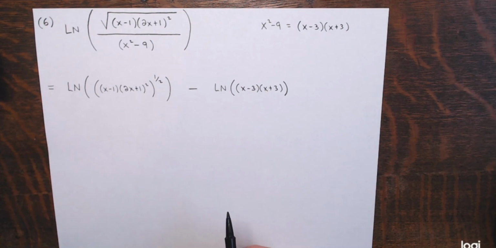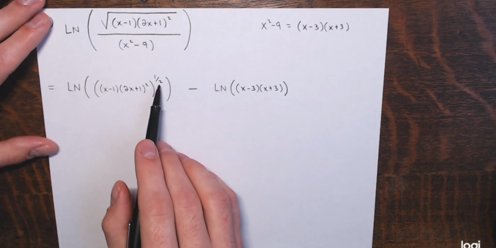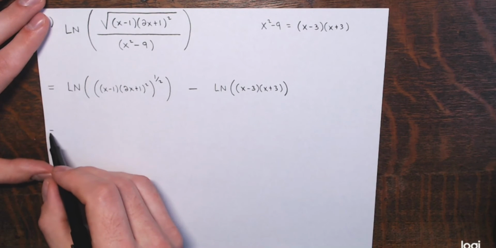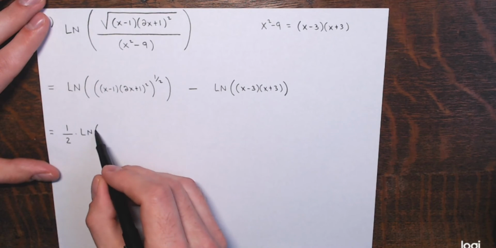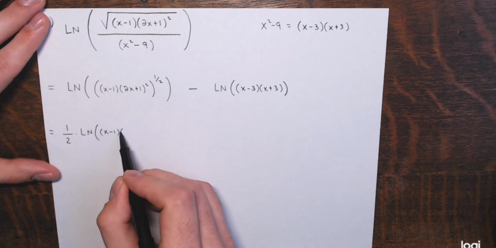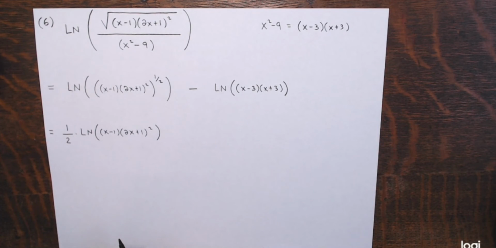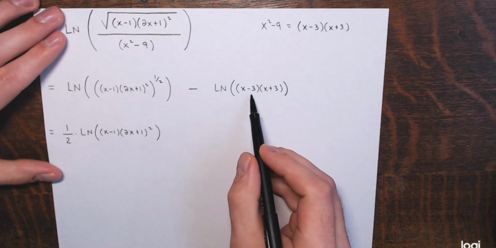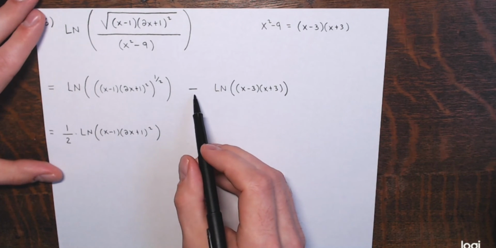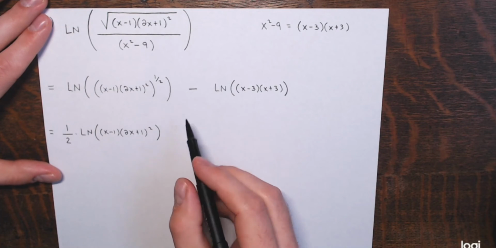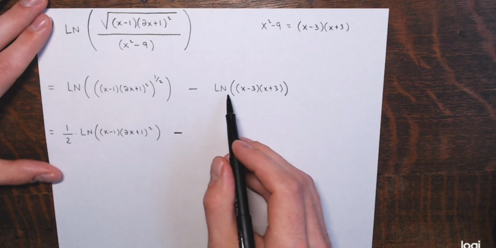Okay, then in this first logarithm, everything in here is raised to the 1/2 power, so I can apply the power rule. Pull that half out. So I have half times the natural log of x minus 1 times 2x plus 1 squared, right, with the half pulled out. And here I have a product in this second logarithm. Now I've done this in previous videos as well. You're not just subtracting one term of the log, you're subtracting the entirety of what the log is equal to.